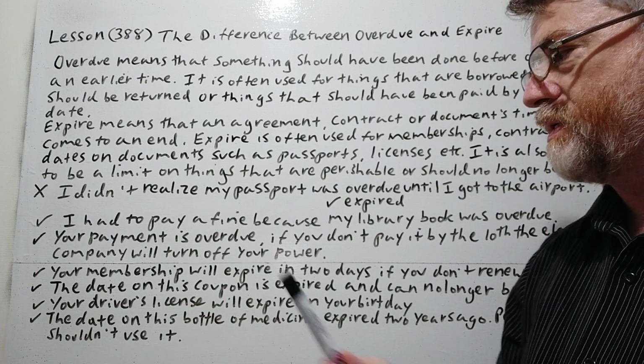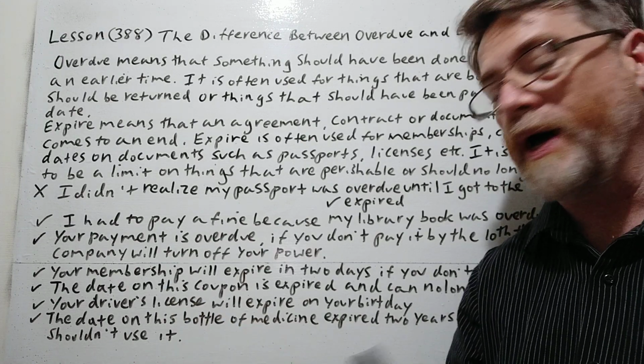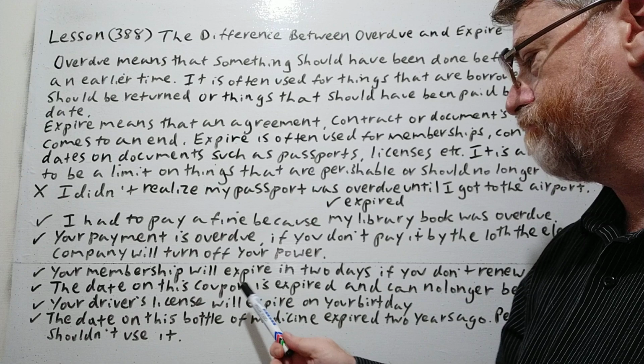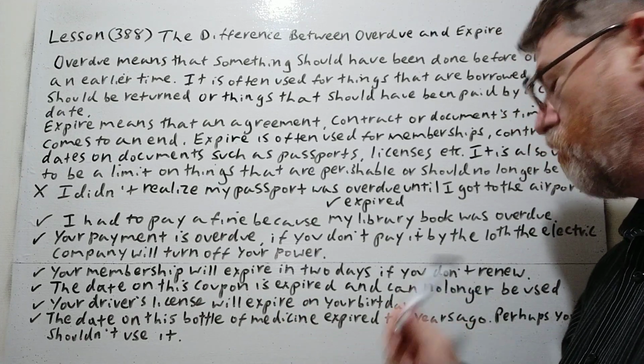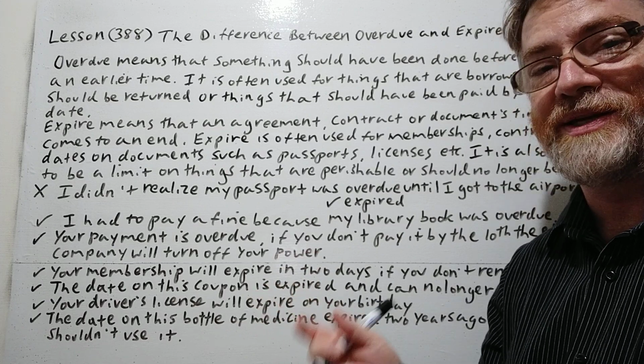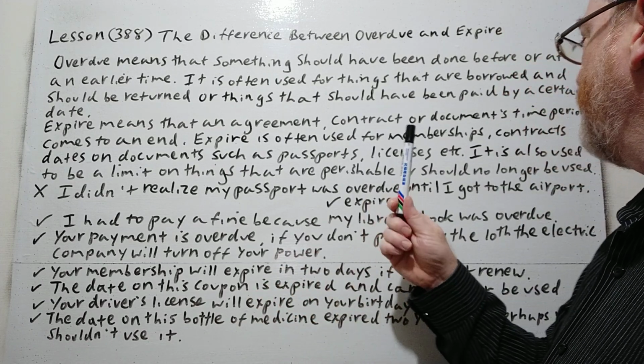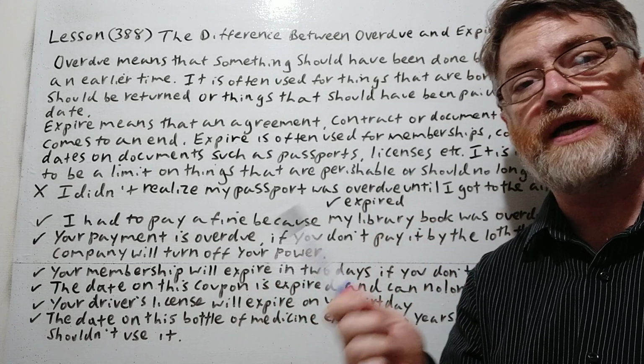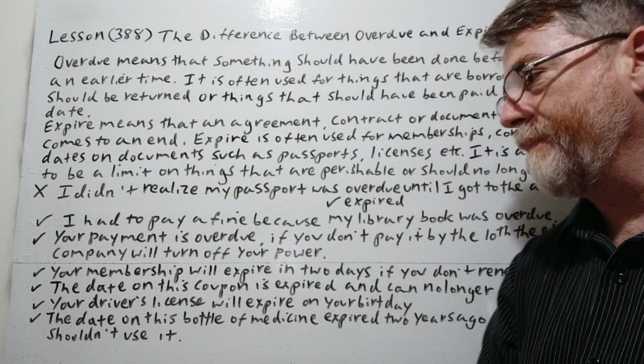All right, let's continue. The date on this coupon is expired and can no longer be used. Okay, well, it's also kind of a document in a way. Or, it's something that can no longer be used past a certain date. So we say that it expired.